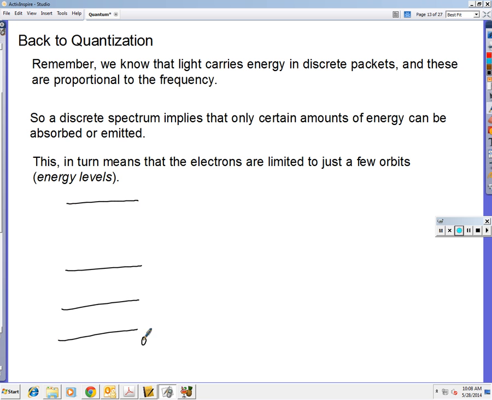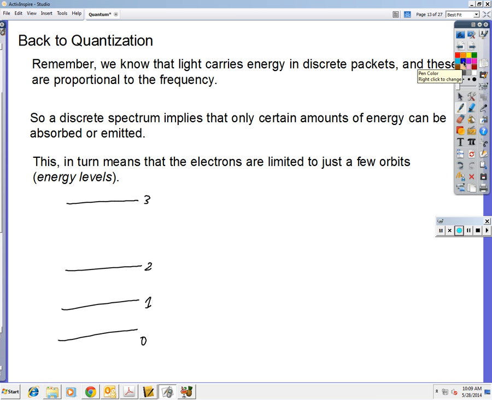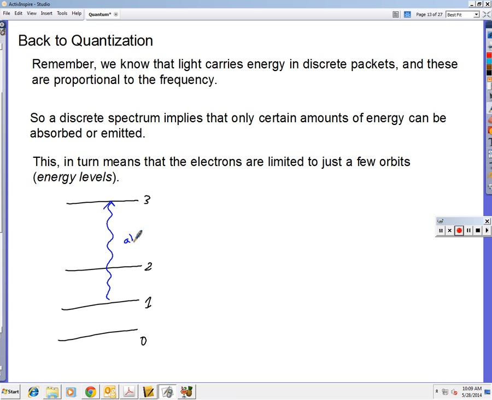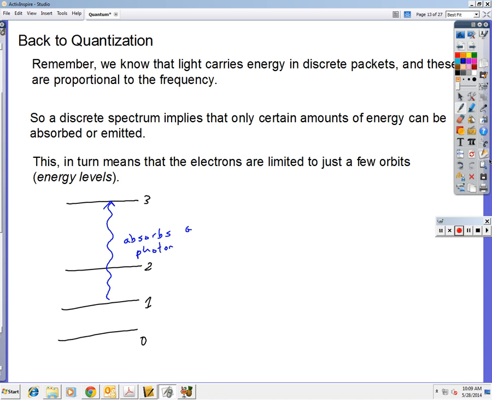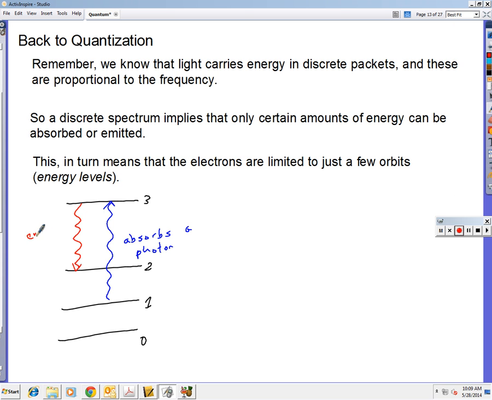The idea is if you've got energy level 0, energy level 1, energy level 2, and energy level 3. If an electron absorbs a photon, it can go to a higher energy, but only if that photon is carrying the right amount of energy. If the electron falls to a lower energy level, it will emit a photon, and that photon will have the amount of energy equal to the difference between the energy levels.